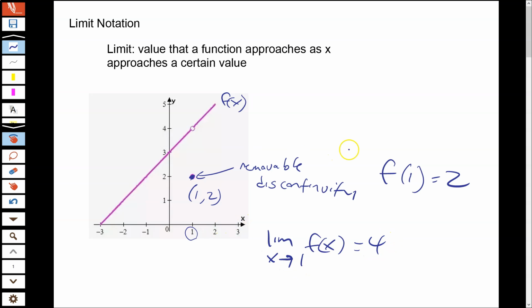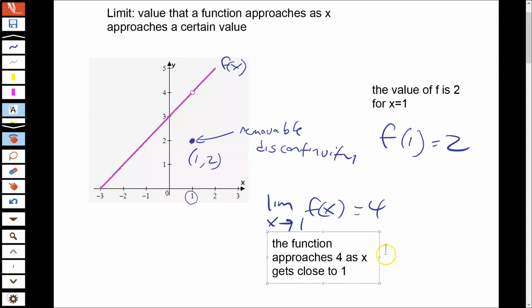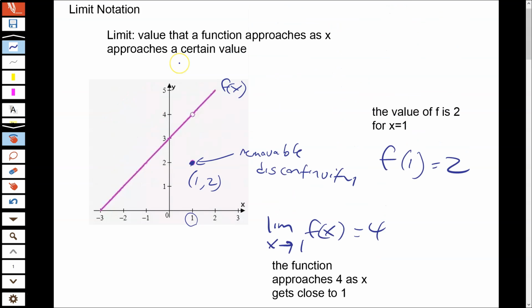Okay? So my first statement, f of 1 equals 2, says that the value of the function is 2 when x is equal to 1. My second statement says this. The limit as x approaches 1 of f of x equals 4 means that the function gets close to 4 as x gets close to 1, right? So in other words, as I'm walking along this curve from either direction, I'm walking towards this point y equals 4, even though if I'm standing on the function at x equals 1, I'm standing at this point.